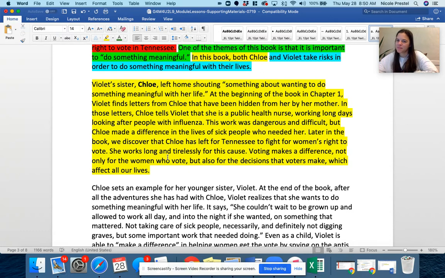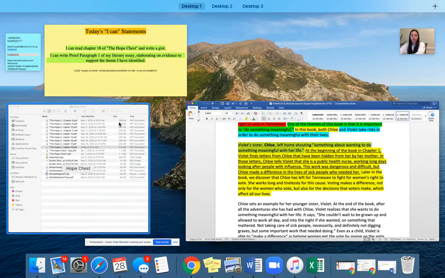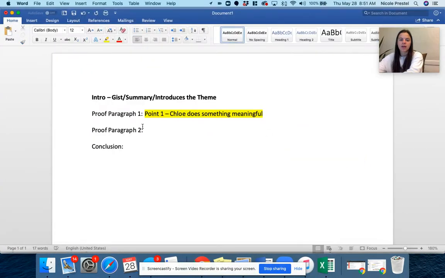Okay, so what is this paragraph about? Tell me now. All right, hopefully you said something about how this is about Chloe and 2 examples of how she is doing something meaningful with her life. Right here, let's go ahead and underline that. We have example 1. So, start at the beginning. It starts with an intro sentence about Chloe. Okay, so our proof paragraph 1 starts with an intro sentence about your character. So that's the first thing.